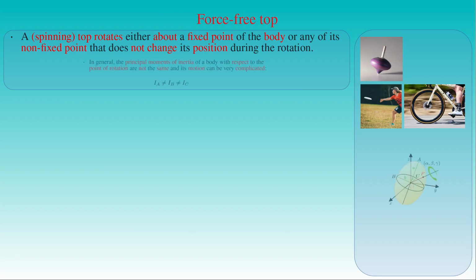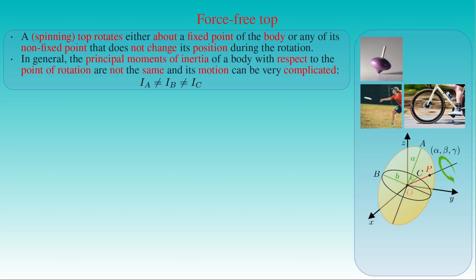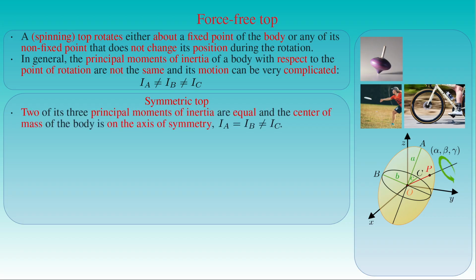We already saw that the lengths A, B, and C measured along the symmetry axes of the inertia ellipsoid of a rigid body with respect to the instantaneous axis of rotation passing through the point O given by the angles alpha, beta, and gamma, determine the principal moments of inertia IA, IB, and IC of the body with respect to the axis of rotation. The principal moments of inertia of the body with respect to the point O of rotation are generally not the same, and the motion of the body can be very complicated. Therefore, we will only deal with the symmetric top, perhaps the most frequently used spinning top in practice, for which two of the three principal moments of inertia of the body are equal to each other, and the center of mass of the body is on the axis of symmetry.